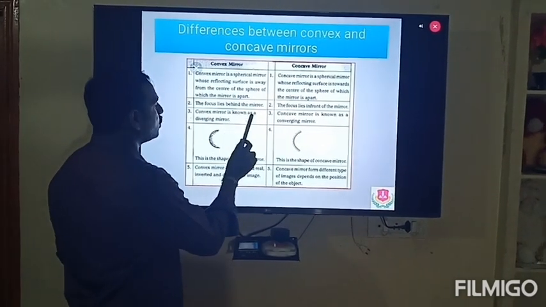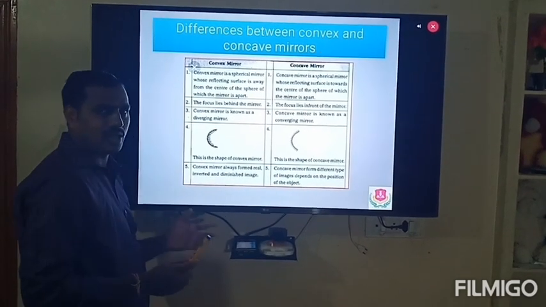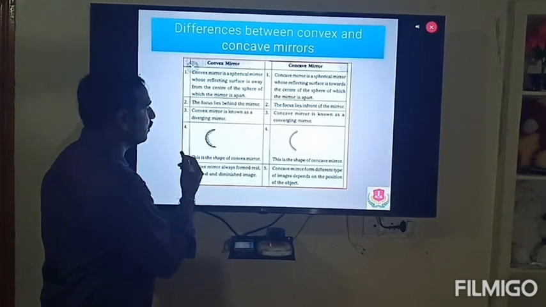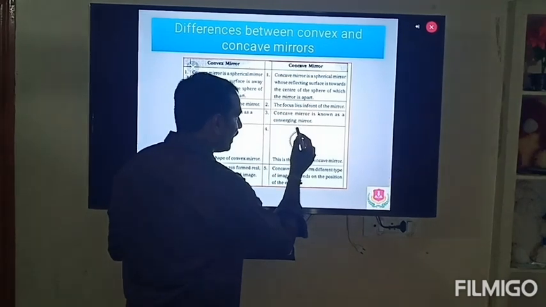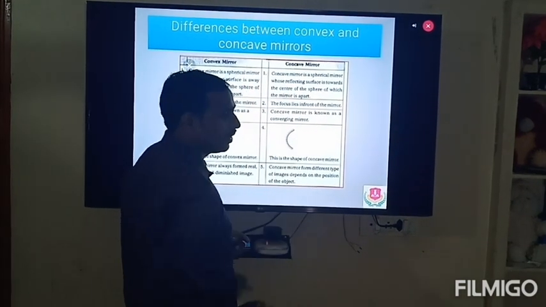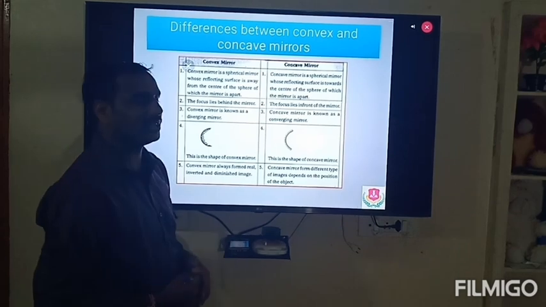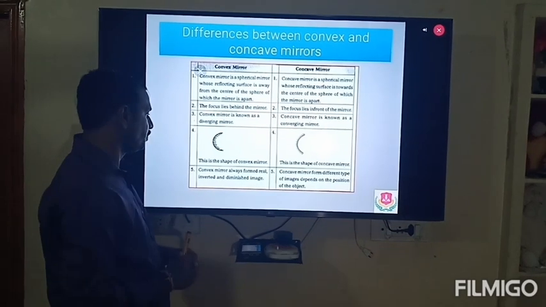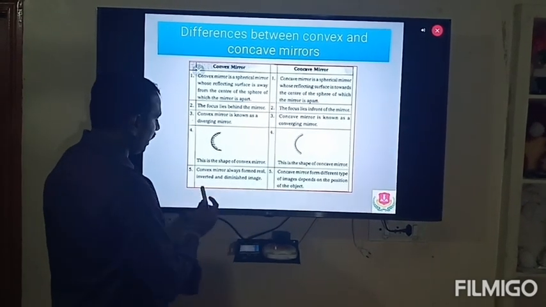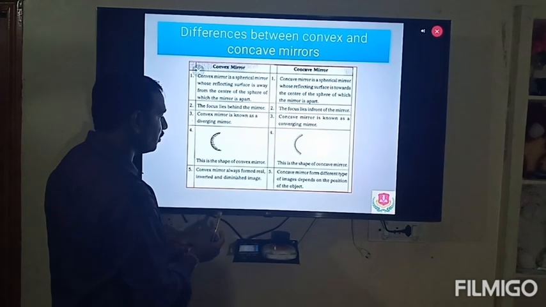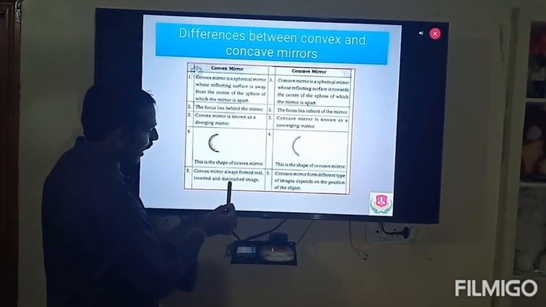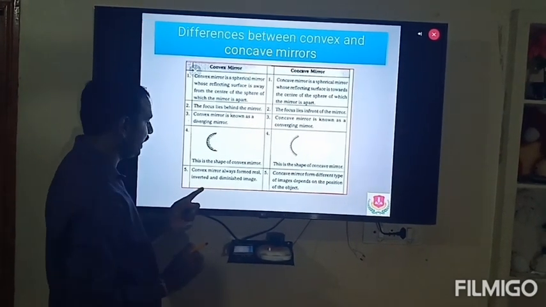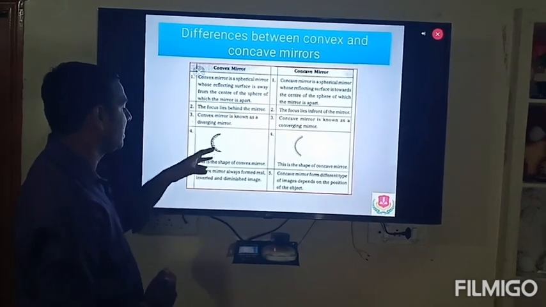The convex mirror is known as a diverging mirror. We already saw this in those experiments. The rays diverge from the convex surface, but the rays converge in the case of the concave mirror. That's why the concave mirror is called a converging mirror and the convex mirror is called a diverging mirror. The convex mirror always forms a virtual, erect and diminished image. Yes, a small mistake was there earlier.